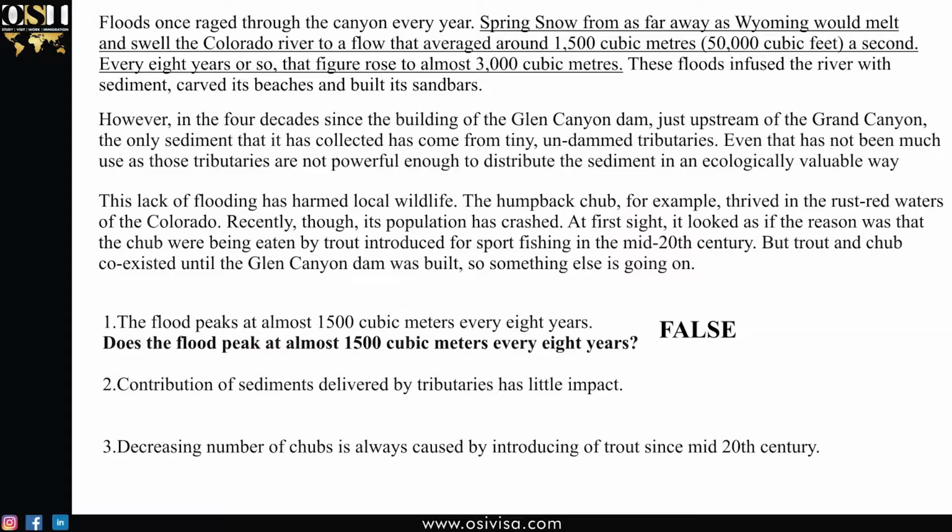So let's do the second statement over here. It says, contribution of sediments delivered by tributaries has little impact. If we convert it into a question, it looks like this: does the contribution of sediments delivered by tributaries have little impact? So does it have little impact? Does it have a huge impact? Or does it have no impact at all? Now that we know what the key part of the question is, we have to focus on whether or not it has impact. And let's see in the paragraph here.